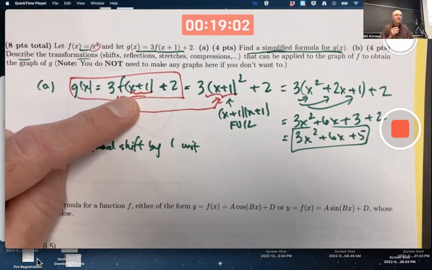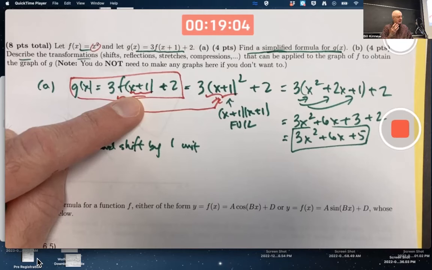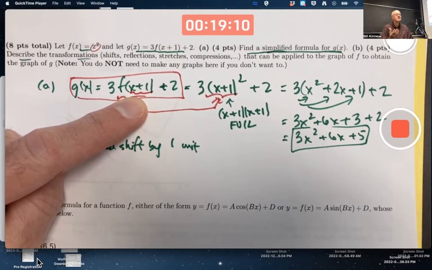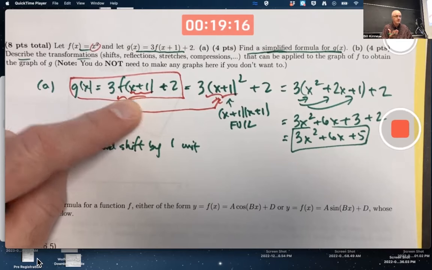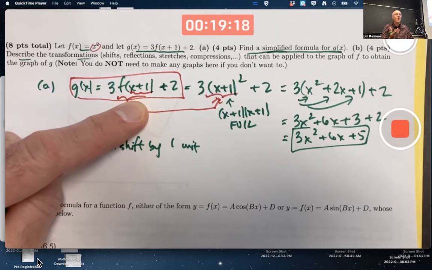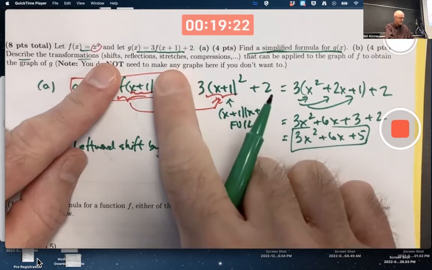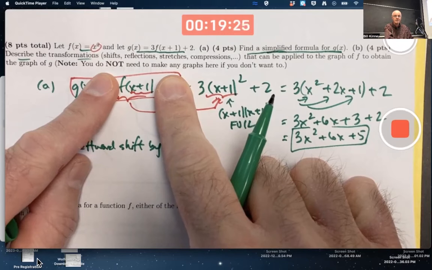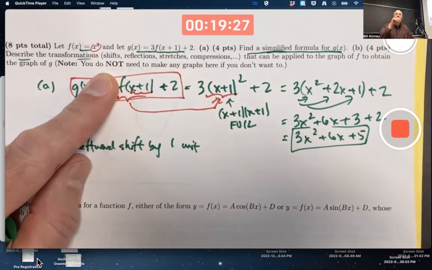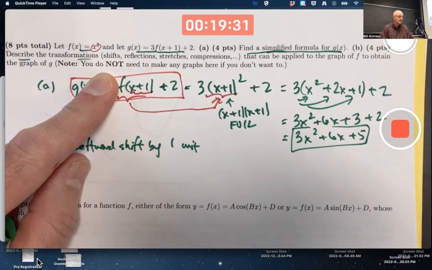But when it's in the input for the function, it actually is leftward. A way to see that is to ask yourself, what would I plug in for x that would give me an input of 0 here, for example? -1 is what you would need to plug in for x to give me f of 0. So g of -1, if g of x were just f of x plus 1, would be the same as f of 0. It's like taking the graph of f and shifting it to the left by 1 unit.